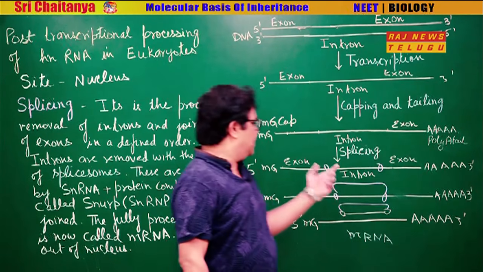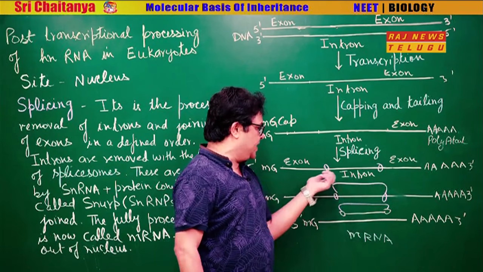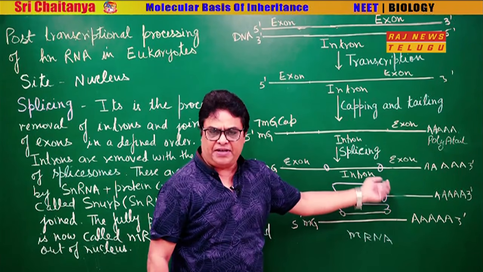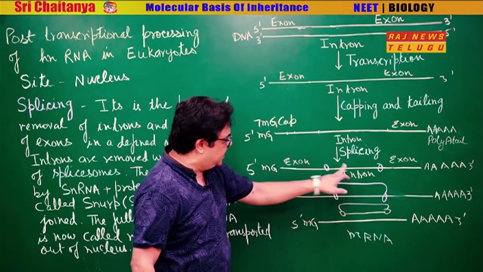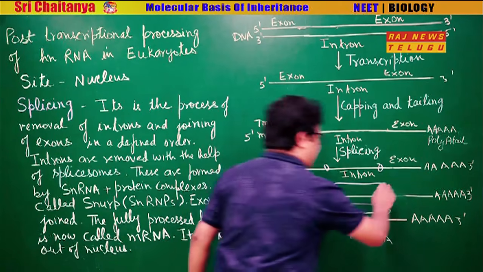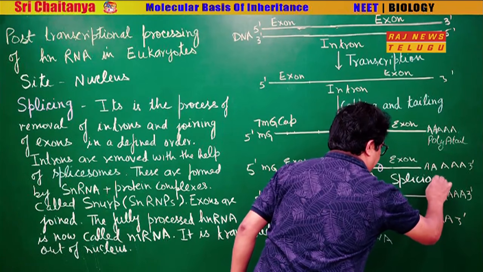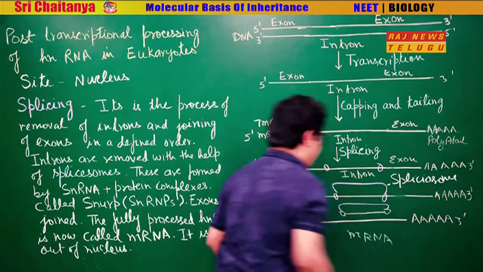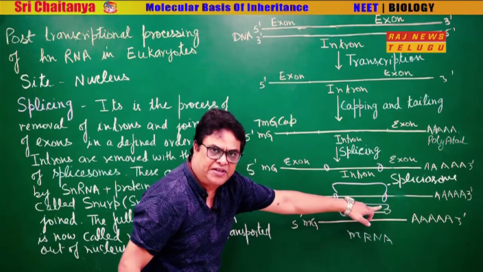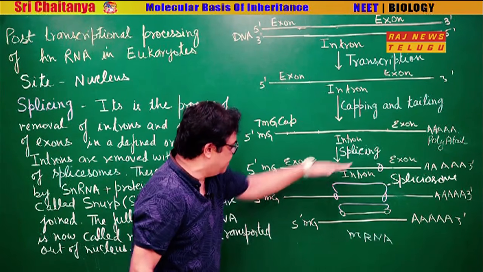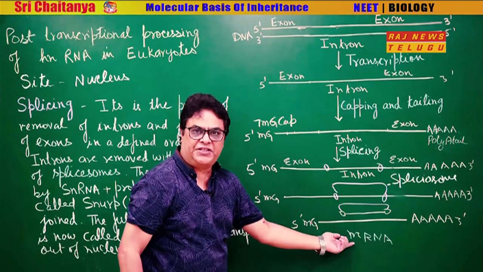So, first of all, a pair of snRNPs release and they attach to the two ends of the intron, 5 prime end and 3 prime end, and then some other proteins attach to it. When these other proteins attach, this entire structure is called the spliceosome, and it removes the intron. As you can see, the intron has been removed, only the exons remain, and the exons are joined, and then you get the fully mature mRNA.